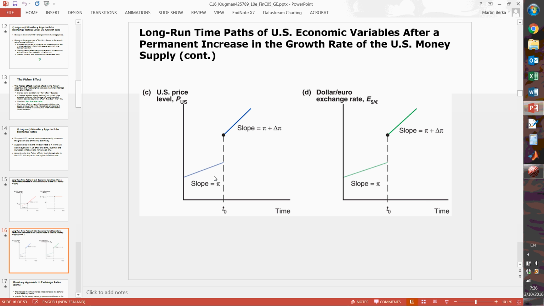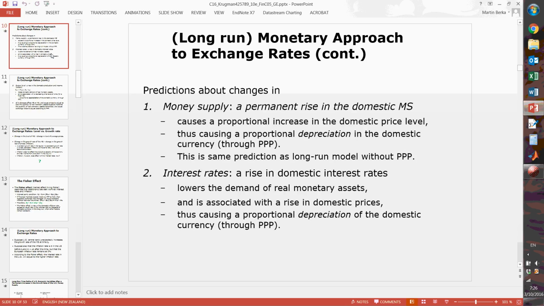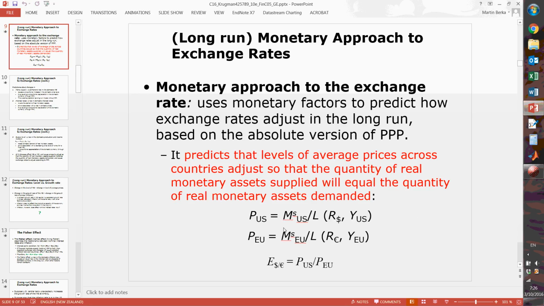Now you might ask what happens to prices. Remember this equation. I'll go back a few slides. Initially, at the time when the money growth rate is increased, the money supply is still at the same level. It starts growing at a faster rate, but at the time when they make the announcement, there's nothing happening to the money supply. It doesn't jump. That's the important part.